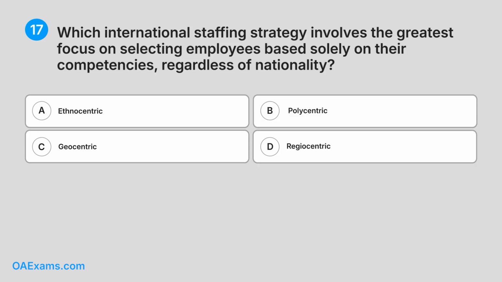17. Which international staffing strategy involves the greatest focus on selecting employees based solely on their competencies, regardless of nationality? A. Ethnocentric, B. Polycentric, C. Geocentric, D. Regiocentric. Can you guess the answer?